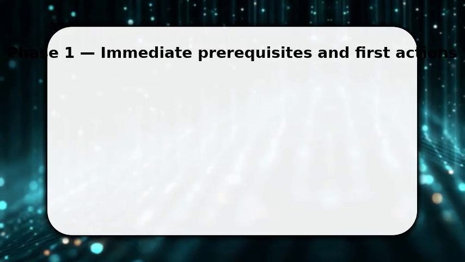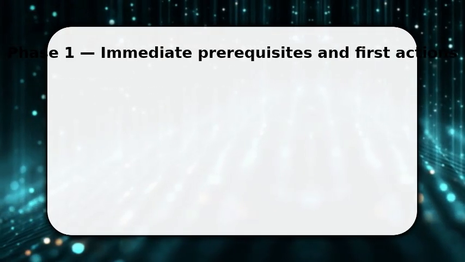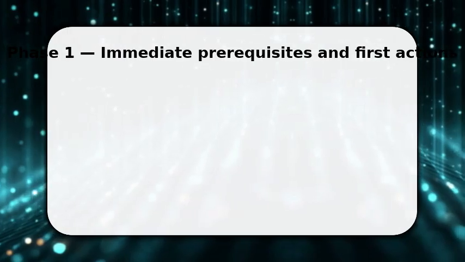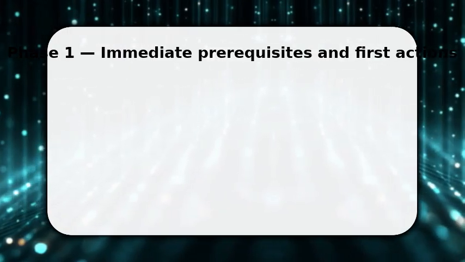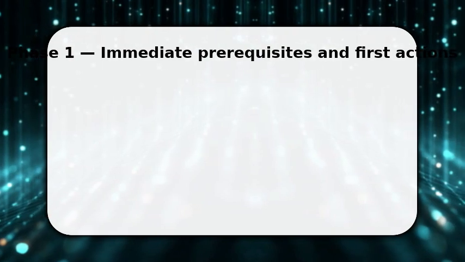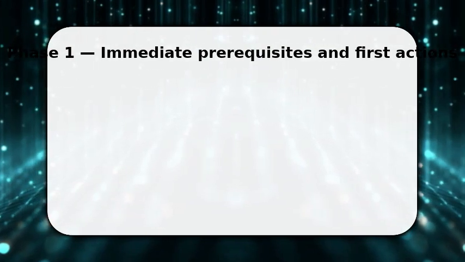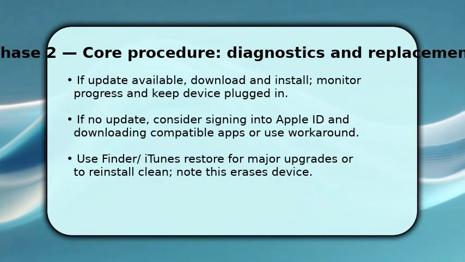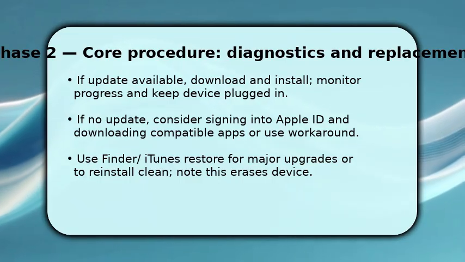Now go to Settings, General, Software Update, and check for updates. This starts the process and shows compatibility or required space. If an update appears, tap Download and Install and let it run while the iPad stays plugged in and on Wi-Fi. This avoids interrupted installs.